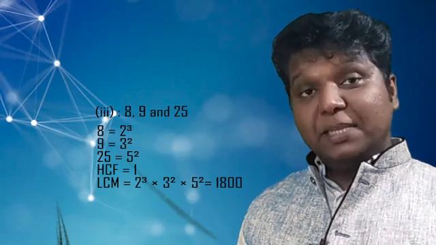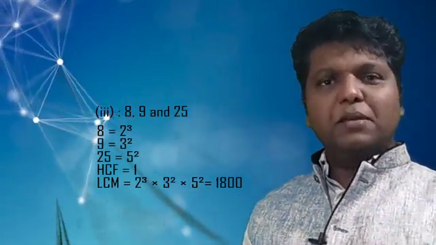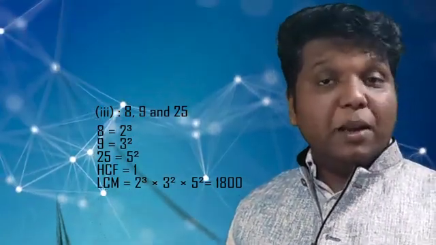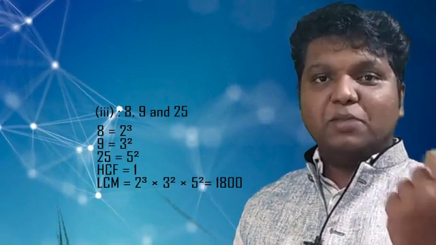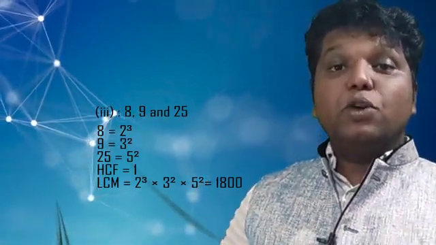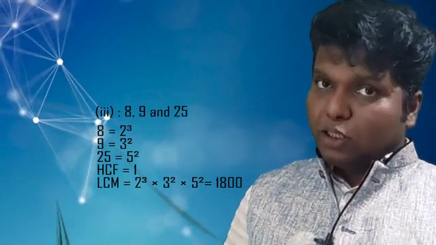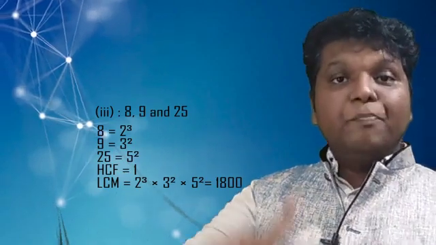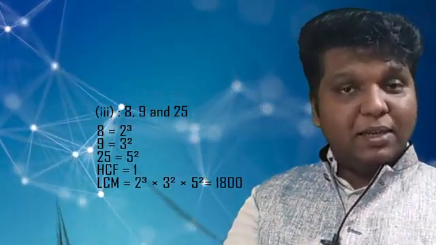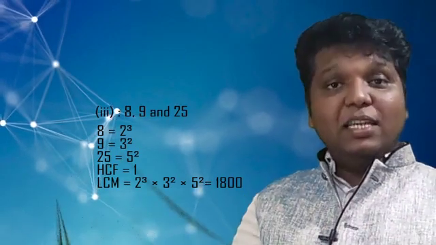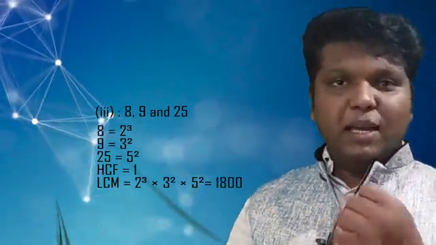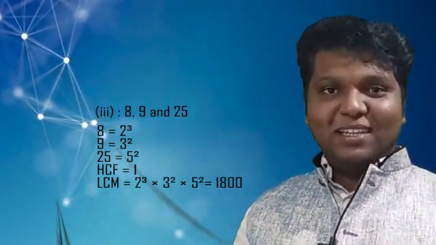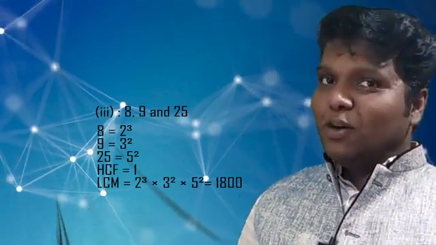Now, what about the LCM? You have to choose all the prime numbers and select the highest powers. So here, the prime numbers are 2, 3 and 5. The highest power of 2 is 2 cube itself. The highest power of 3 is 3 square itself. The highest power of 5 is 5 square itself. So we will write 2 cube into 3 square into 5 square, that means 8 into 9 into 25. By multiplying all these numbers, you will get 1800. You got it. So that's your LCM, and your HCF is 1 itself.